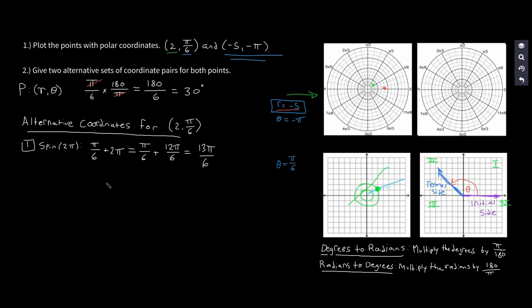Another representation for theta could be pi over 6 minus 2 pi. We're going to multiply by 6, so minus 12 pi over 6. And that's going to be negative 11 pi over 6, I'm pretty sure.